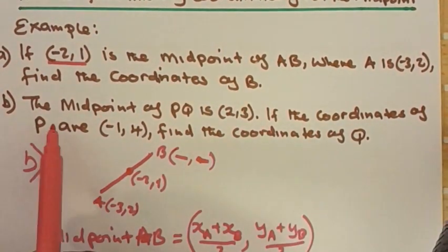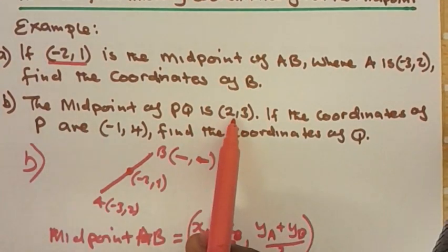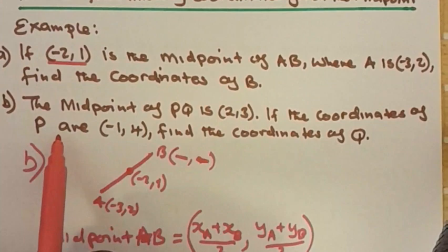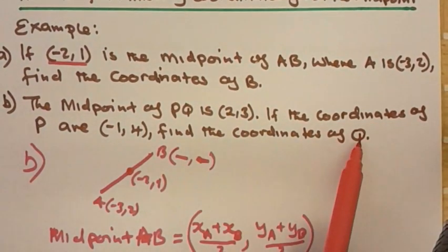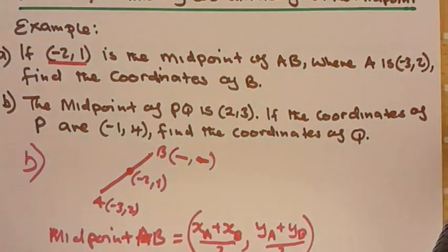This one is for you. You've been given the midpoint of the line PQ, and the coordinates of P, which are these, and then they want you to find the coordinates of Q. So this one is for you guys.